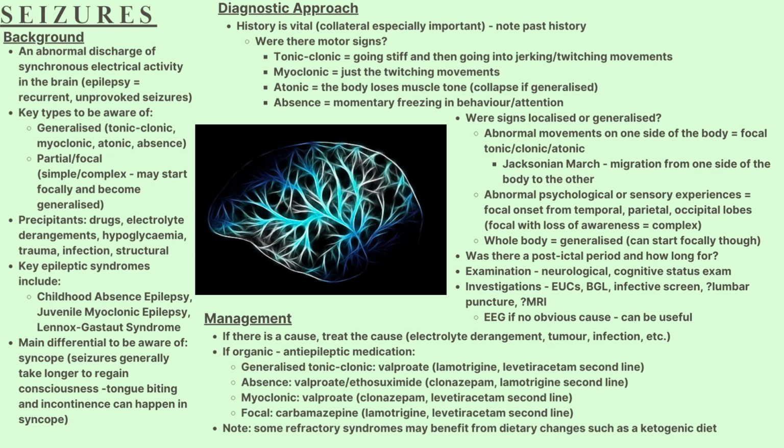Many medications may actually be used second line. I've just listed these ones for a bit of consistency so you don't have to remember too many. And it's worth noting that some refractory syndromes, such as Lennox-Gastaut syndrome, may benefit from dietary changes such as a ketogenic diet.